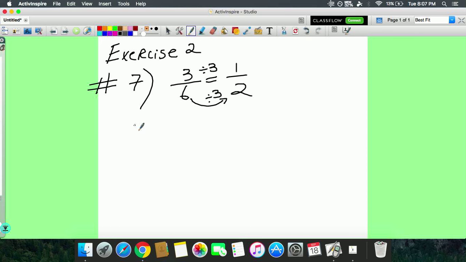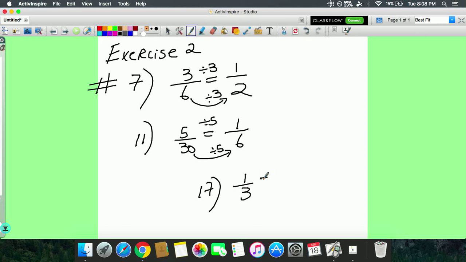Let me do another one. I'm just picking random ones, okay? Number 11, 5 over 30 goes to something over 6, and again, we're reducing. So this would be divide by 5, which means I have to divide by 5 on the top, and that gives me 1. Let me see if there's a different one. Let me do number 17.